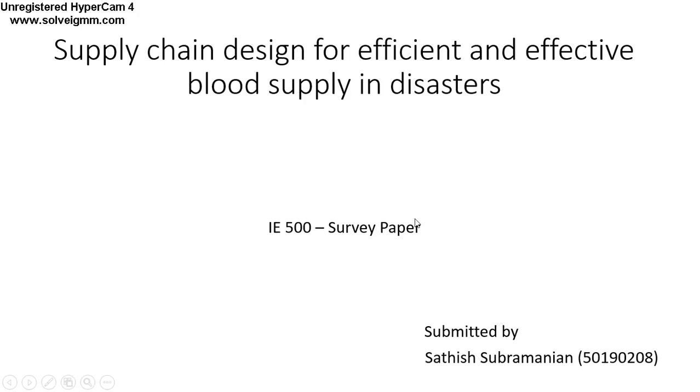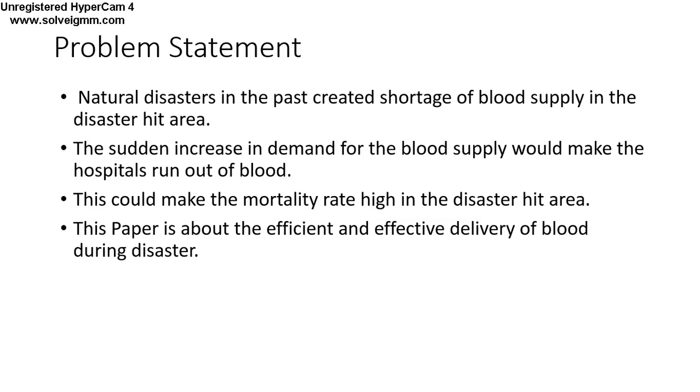The journal paper is about supply chain design for efficient and effective blood supply in disasters. The problem discussed in this paper is that natural disasters in the past created a shortage of blood supply in the disaster-hit area. The sudden increase in demand for blood would make the hospitals run out of blood. This could make the mortality rate high in the disaster-hit area.